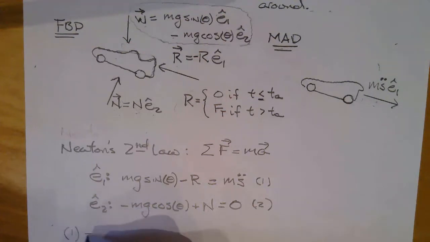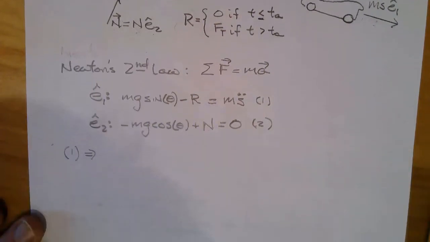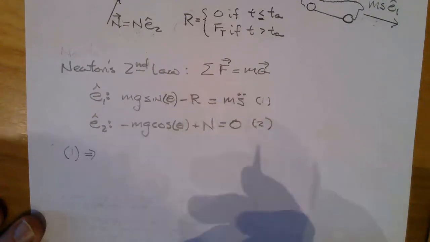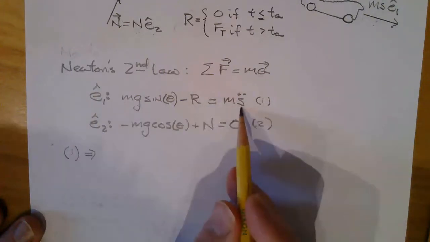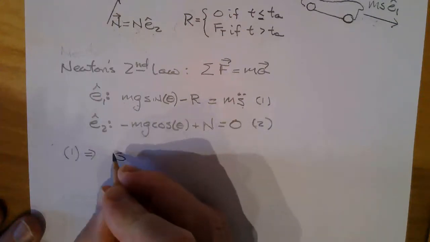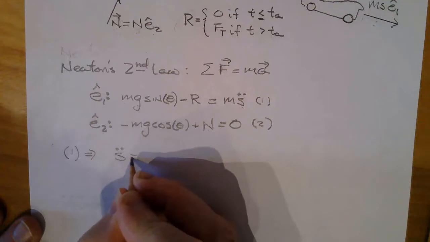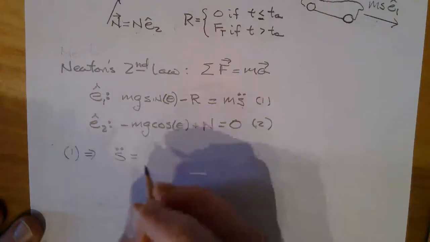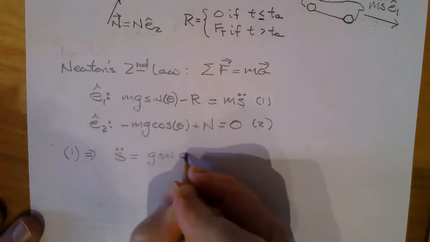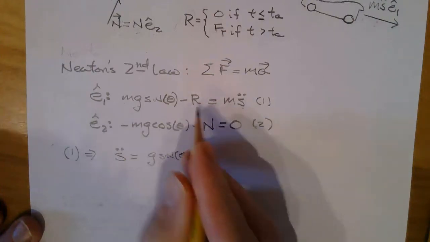What does that tell me? That tells me that, look at this, m and g are given. R is your rocket thrust, that's given, theta is given. So I know from equation number 1 here what the acceleration is, right? So I can write s double dot equals g sine theta minus the rocket force, right?